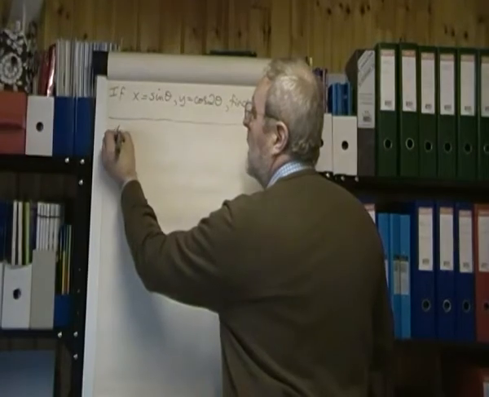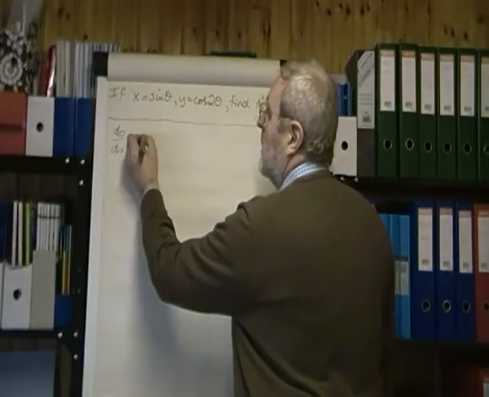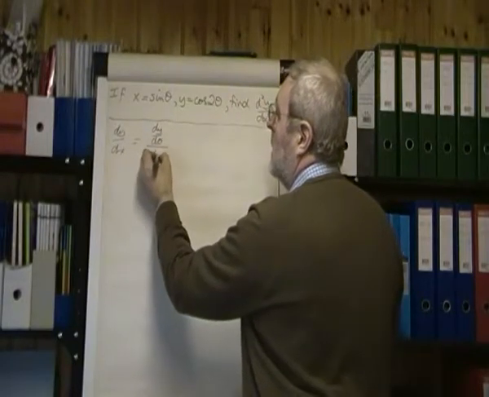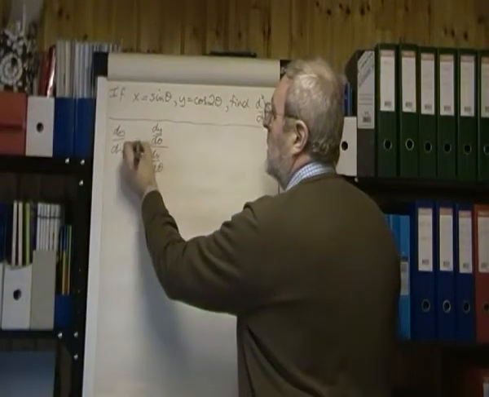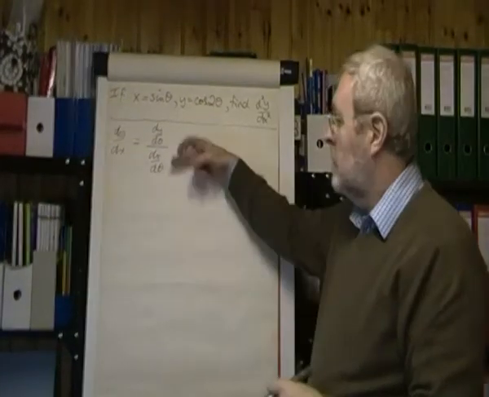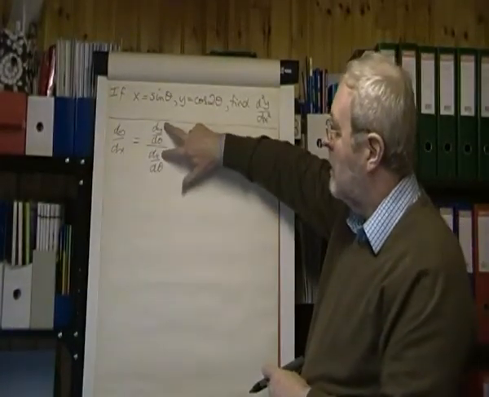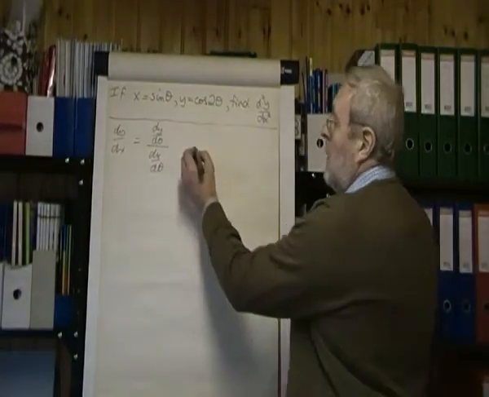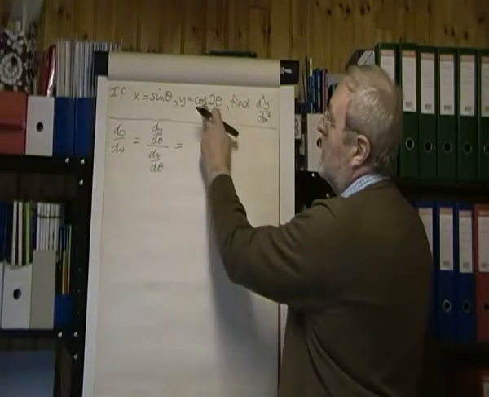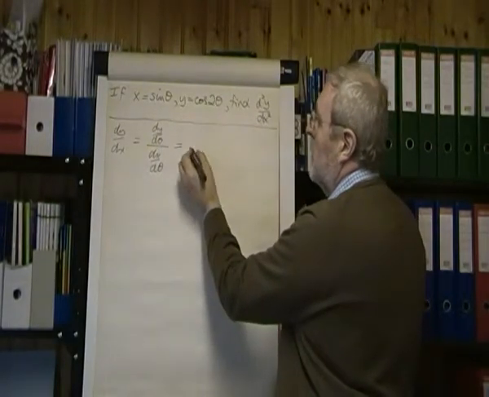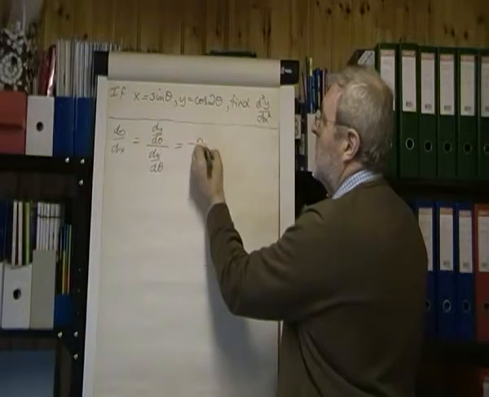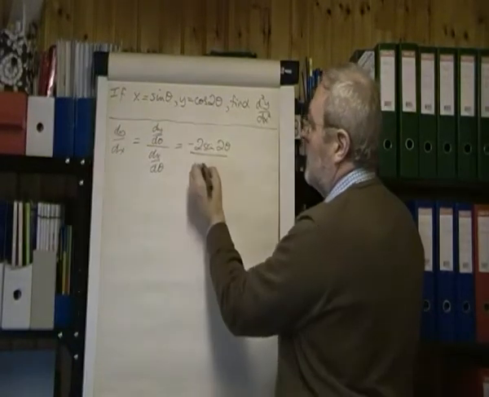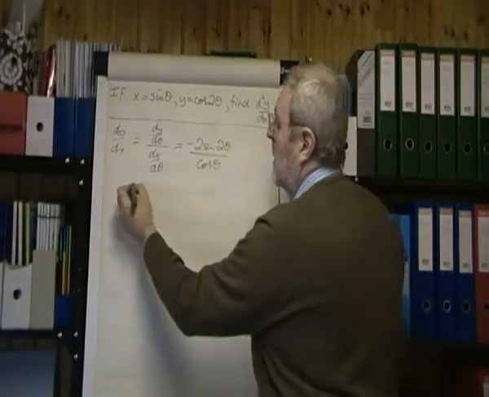So dy/dx is evaluated as dy/dθ over dx/dθ. I always get my students to write it like this because you can imagine the dy/dx being there and the dθs cancelling. If we do that, we get dy/dθ is the differential of cos 2θ. That's minus 2 sin 2θ. And dx/dθ is cos θ.